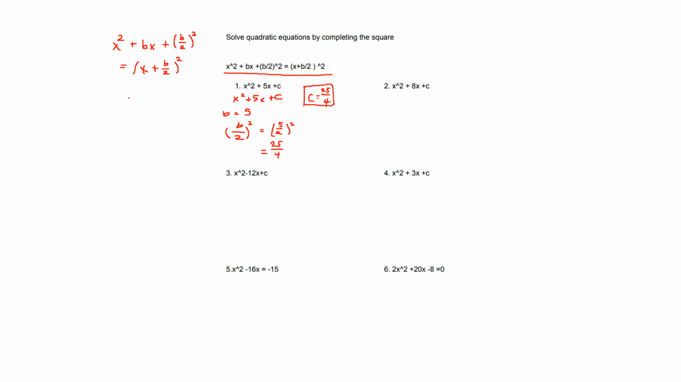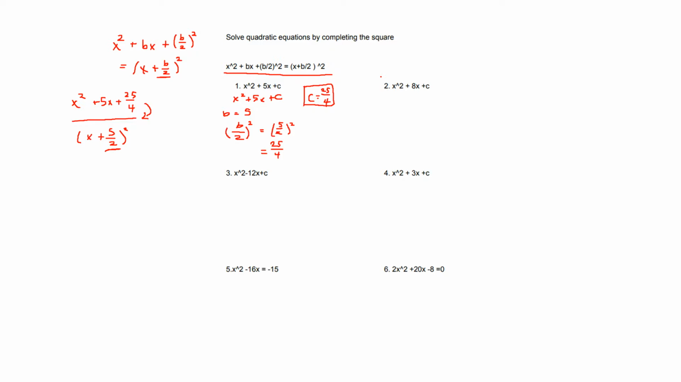And x squared plus 5x plus 25 over 4 is also equal to x plus 5 over 2 squared. If you wanted to, you could factor this by hand. But a good trick, as they show here, is that you could just use b over 2 as our factor right here. And our b over 2 is 5 over 2, so that's why I wrote 5 over 2. So our answer for c is going to be 25 over 4.